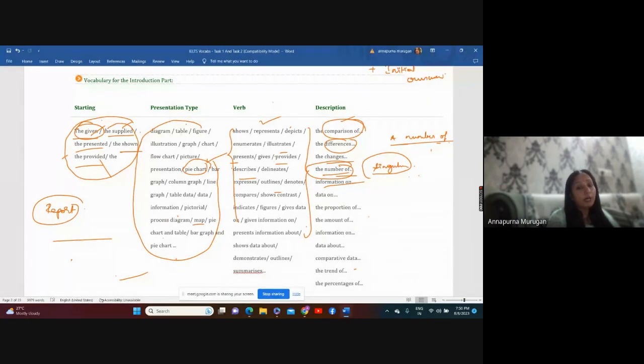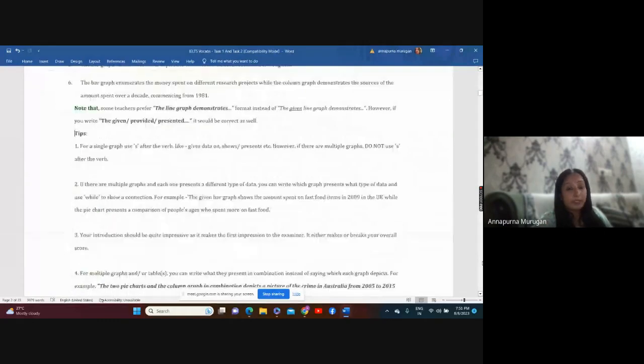And also the verbs that you all can use. "Represents" you can use, "depicts" you can say. In the beginning if you are using "represents," later on you can use the other things: depicts, enumerates, illustrates, presents, gives, provides. If you're talking about opposite ideas, "shows the contrast." So like this you try to do there. That means it is not just for introduction. You people can use this for the complete description there.